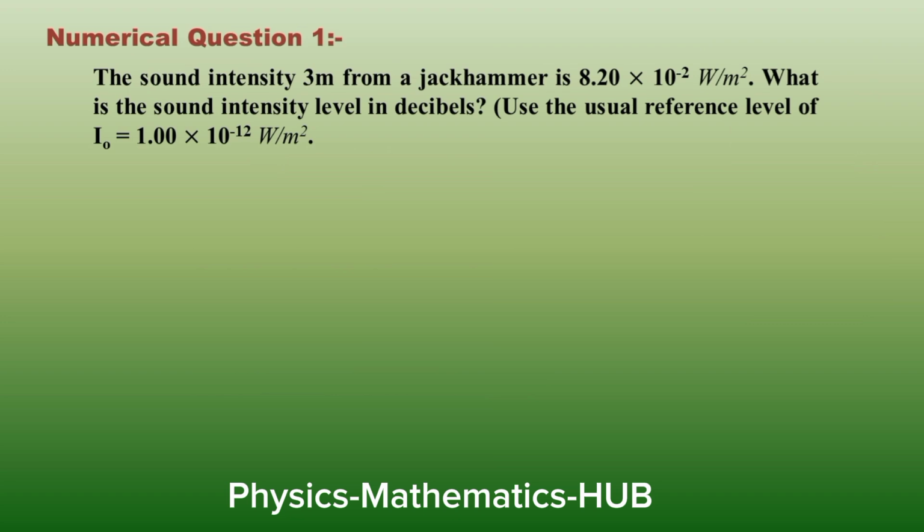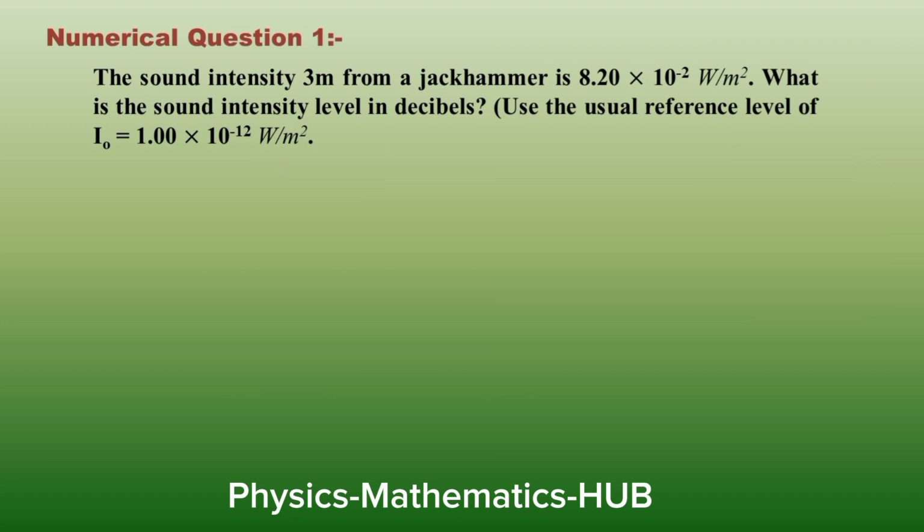The sound intensity 3 meter from a jackhammer is 8.20 multiplied by 10 to the power minus 2 watt per meter square. What is the sound intensity level in decibels? Use the usual reference level of intensity I0, which is equal to 1 multiplied by 10 to the power minus 12 watt per meter square.